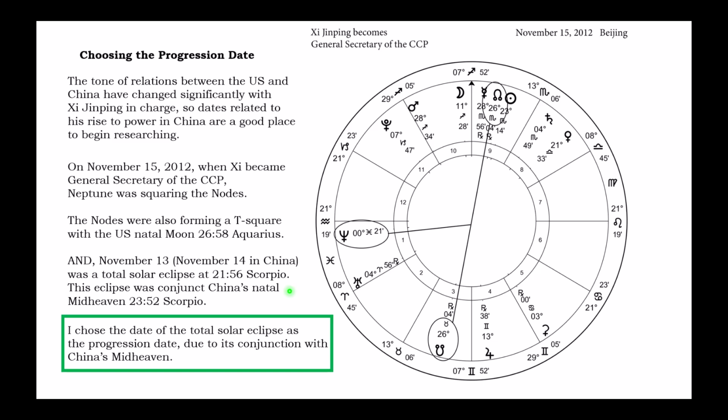I'm going to use the date and time of this total solar eclipse to calculate a progressed composite chart for the U.S. and China, as Xi's rise to power has definitely changed the tone of China's development, and that is partially responsible for the deteriorating relationship between the two countries. I'm using secondary progressions, by the way, but you can use other types of progression.